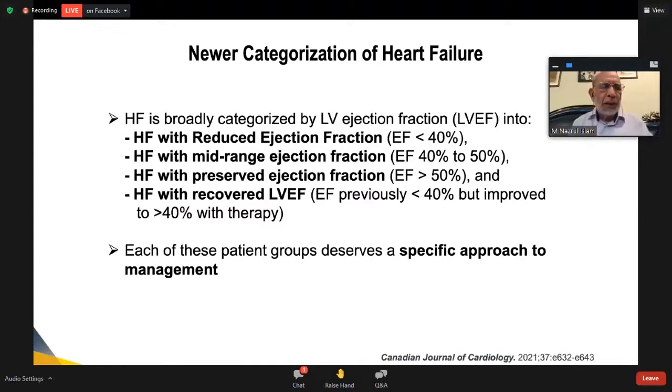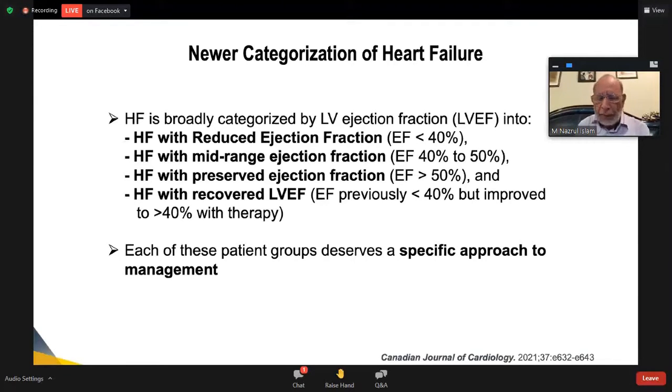We can say heart failure with reduced ejection fraction, which is the topic of today, heart failure with mid-range ejection fraction, heart failure with preserved ejection fraction, and the very newly added heart failure with recovered ejection fraction, where ejection fraction was previously less than 40%, but improved with medical therapy to more than 40%. Each of these patient groups requires a specific approach to management.